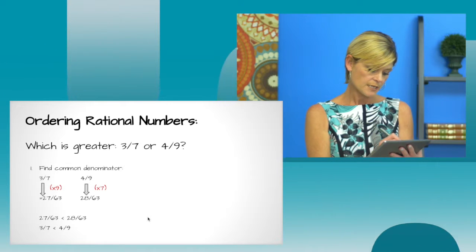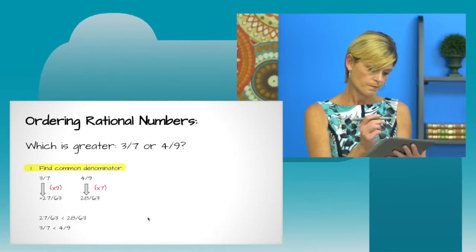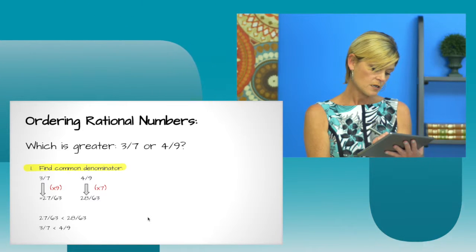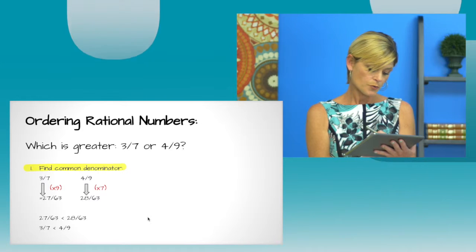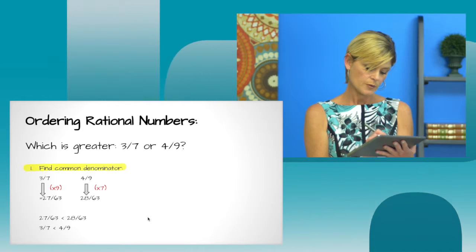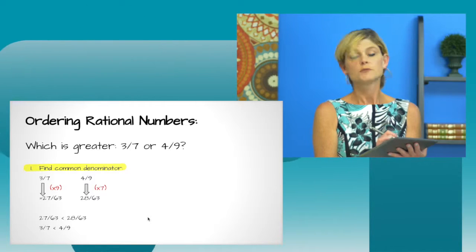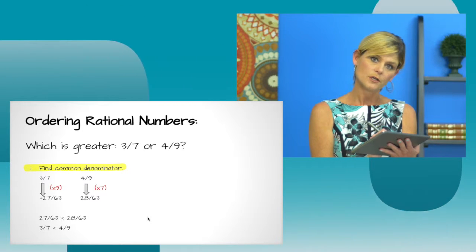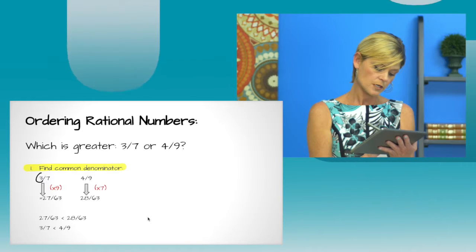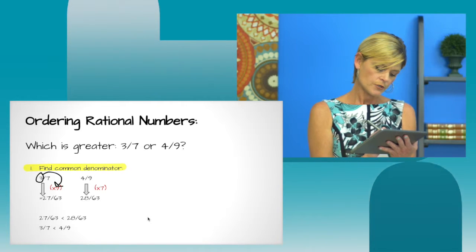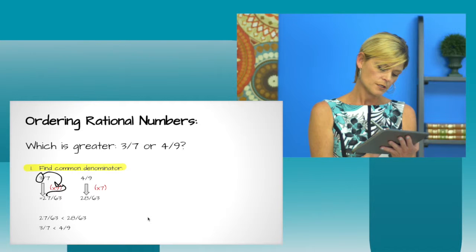So the first step, find your common denominator. The common denominator for these fractions is going to be 63. So for 3 over 7, we would have to multiply by 9 because our denominator is going to be 63 for both fractions. We always want to do the same thing to the numerator that we do to the denominator.